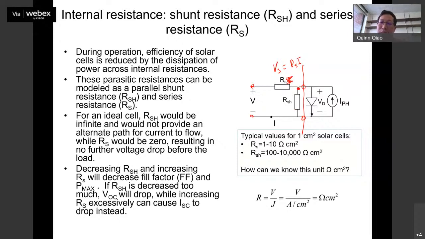And for the shunt resistance here, you don't want any current flowing through it. That's why RSH should be big, like an open circuit, where no current flows. Typically RS should be less than 10, and RSH should be as high as possible, at least 100 ohm per centimeter square.